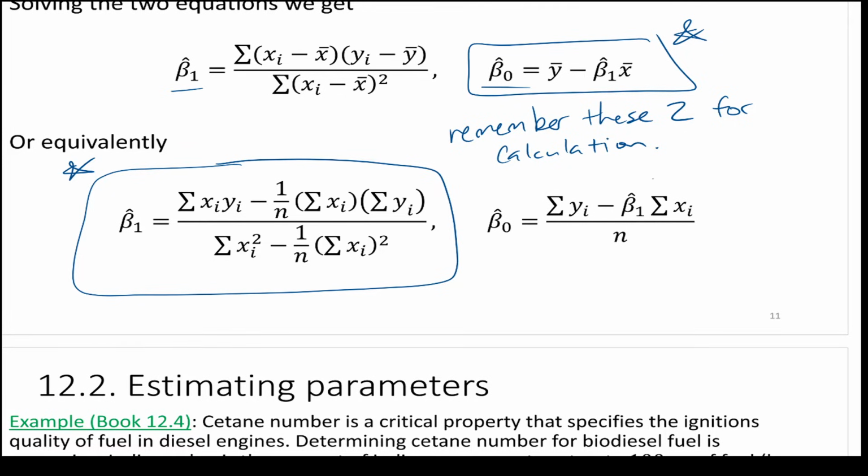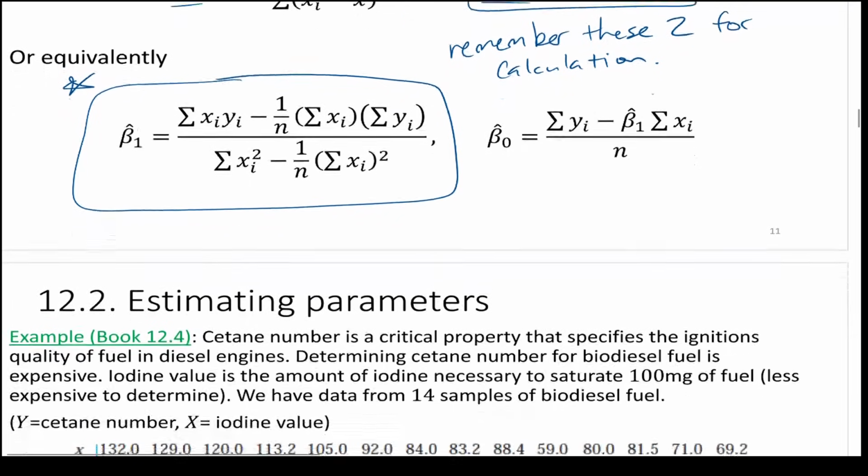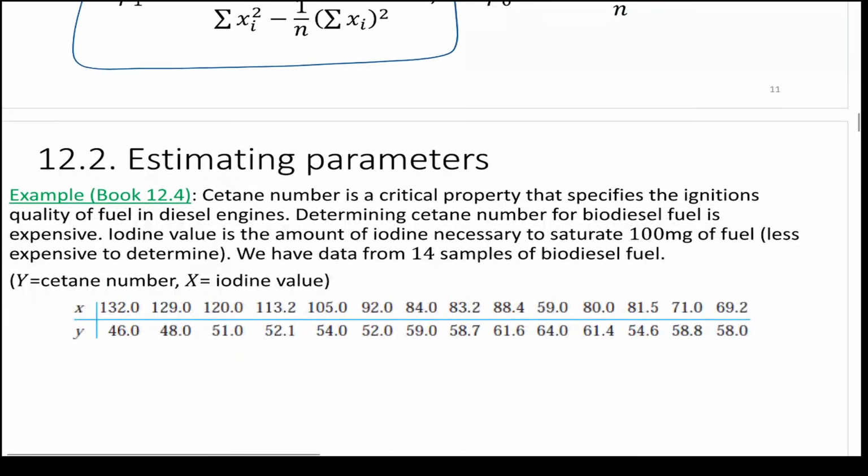Just like x bar estimates mu for a population based on some data. So that's the same thing going on here, except we're estimating a linear relationship. So this line is the line that is minimizing the sum of the squares of the errors of the data from the line. So any questions so far?